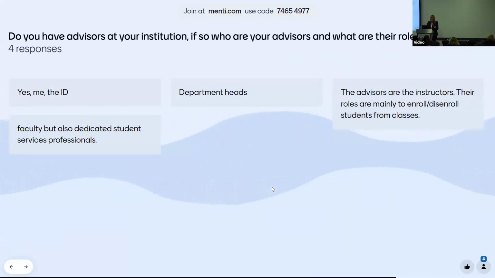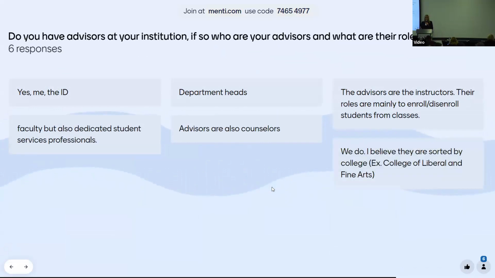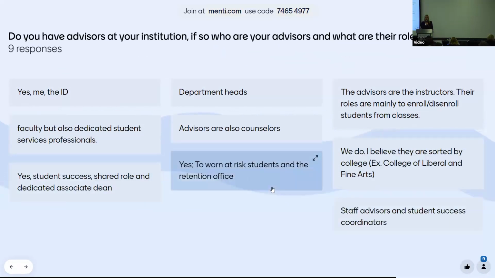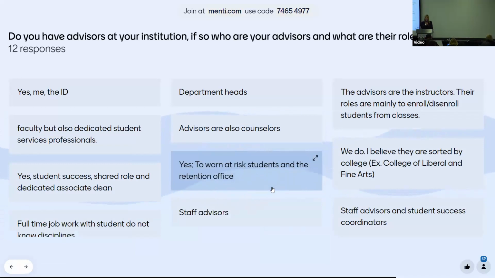Okay, so faculty also have dedicated student service professionals, counselors, department heads, instructors. Okay, so it's sorted by college, staff advisors. Okay, these are great. Yep, and then our associate deans, yes, they also advise students. So again, deans usually wear a lot of hats.